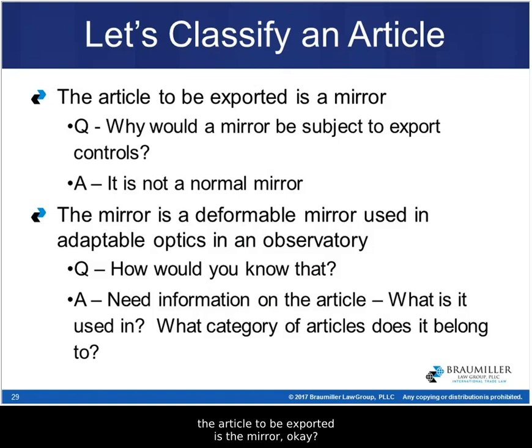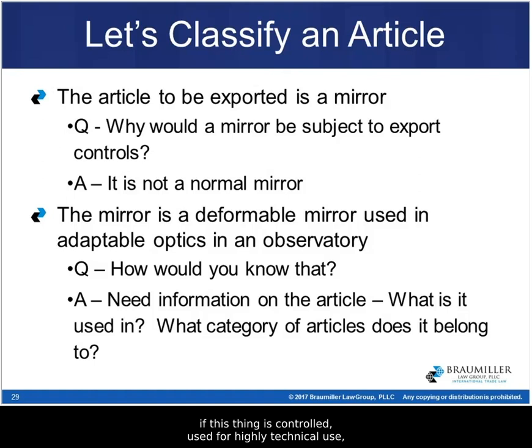Now let's classify an article. The article to be exported is a mirror. Okay, it sounds like a kind of run-of-the-mill item. So why would a mirror be subject to export controls? Well, it's not a normal mirror. It's a deformable mirror used in optics in an observatory. Right there might be a clue to you that, hey, I better make sure I understand if this thing is controlled.